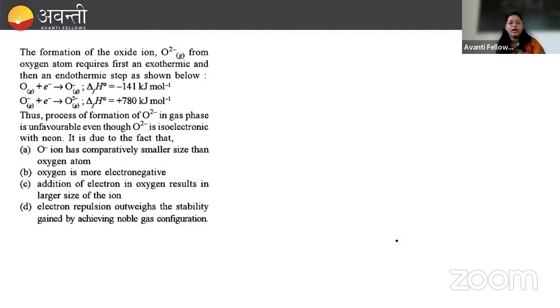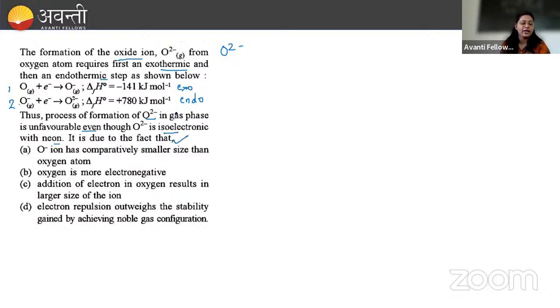Next, the formation of. So यहाँ पे हम लोगों को एक क्वेश्चन दिया हुआ है. यहाँ पे ऑक्साइड आयन का फॉर्मेशन किया हुआ है O2 minus from these two reaction 1 and 2. Okay, यहाँ पे oxygen atom requires first an exothermic and then endothermic step. So first one is the exothermic step and another one is the endothermic step. So the process of formation of this ion in a gas phase is unfavorable, even though O2 minus is isoelectronic with neon. It is due to the fact.